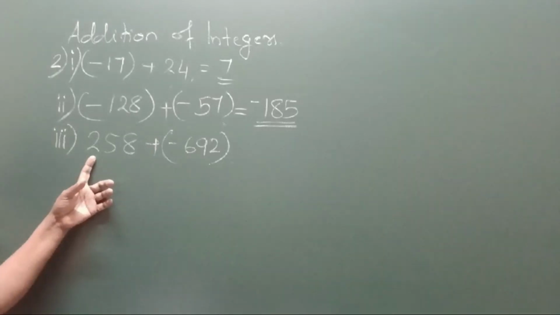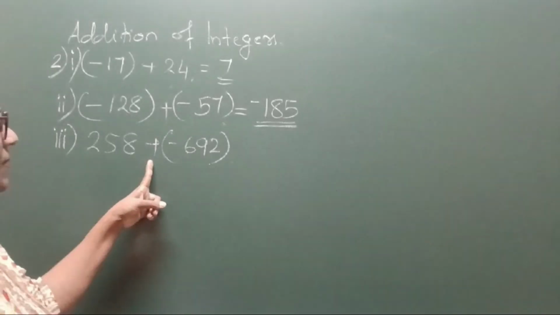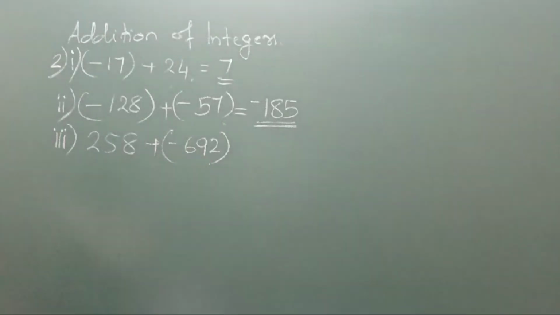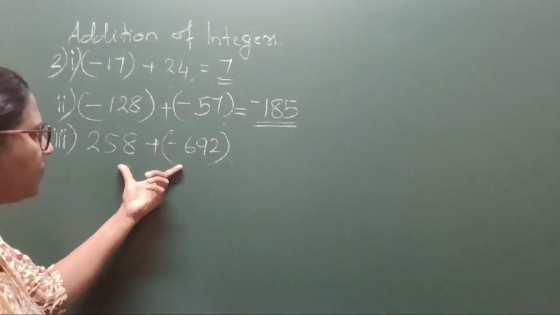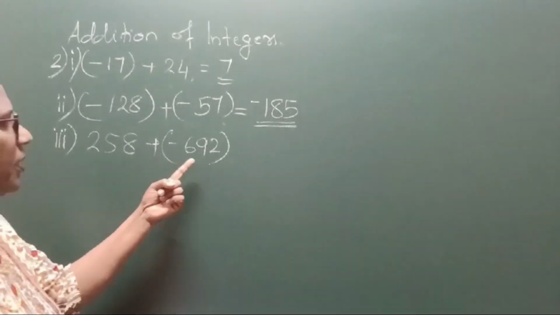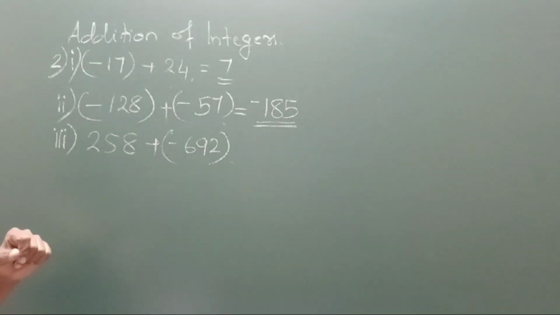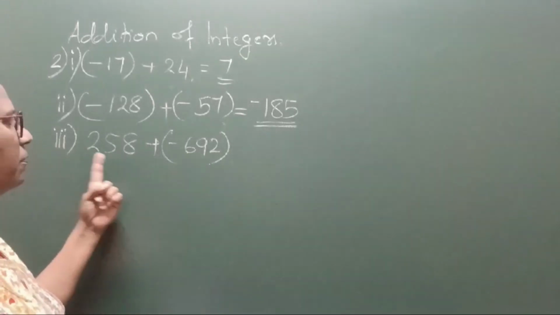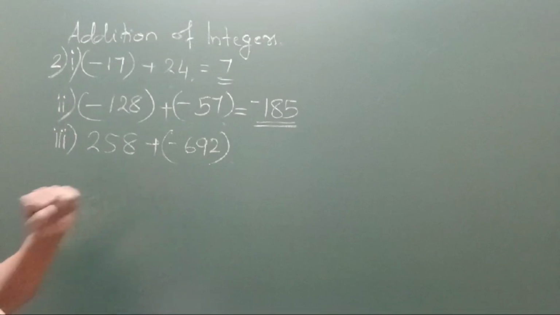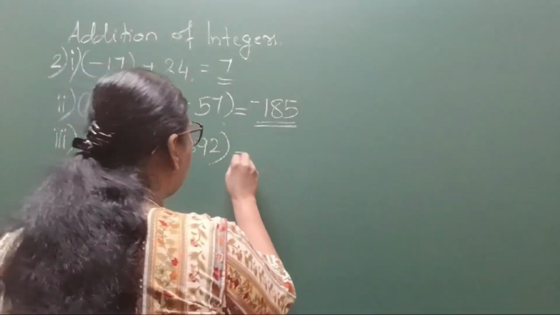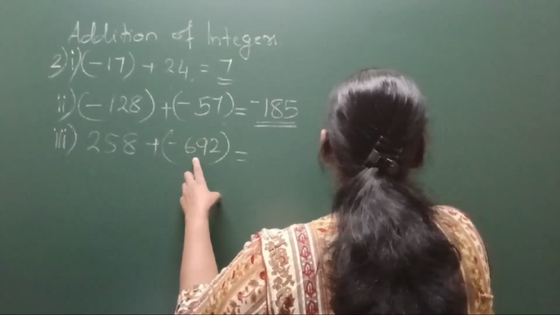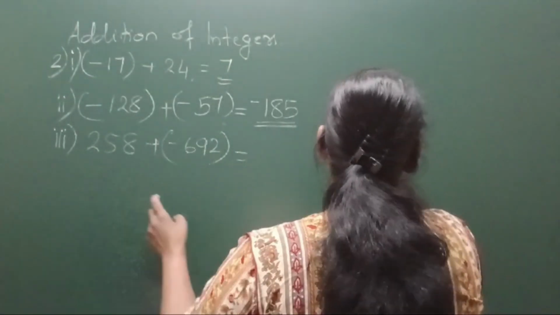Next question is 258 plus minus 692. Here again, two different integers. So what we have to do is find the difference. That means we have to subtract the smaller number from the greater number and give the sign of the greater number. Okay, so let's see that. 692 minus 258.